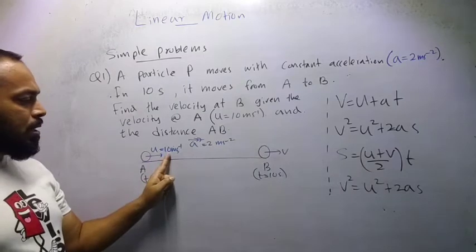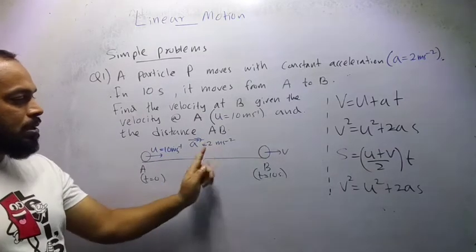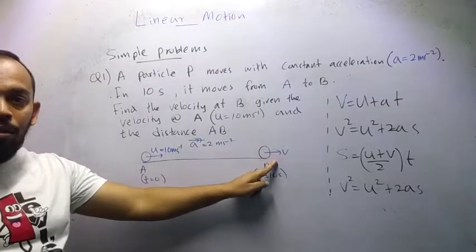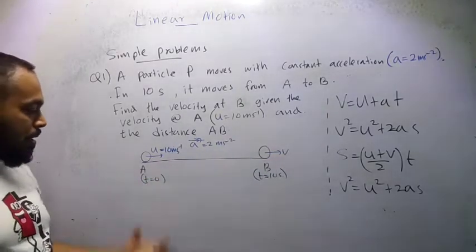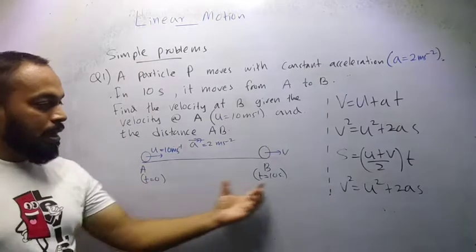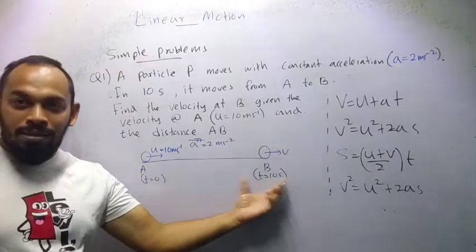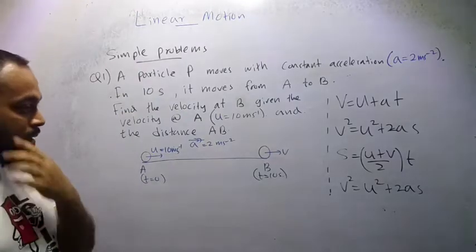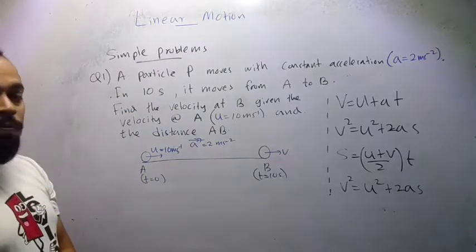Initial velocity 10 meters per second. Acceleration throughout the journey is 2 meters per second squared. At B, let's say the velocity is V. Right, that is the final velocity. Start at t equals 0, ends when t equals 10 seconds. This is a period of time. It says in 10 seconds it moves. Right. So let's see what we have.